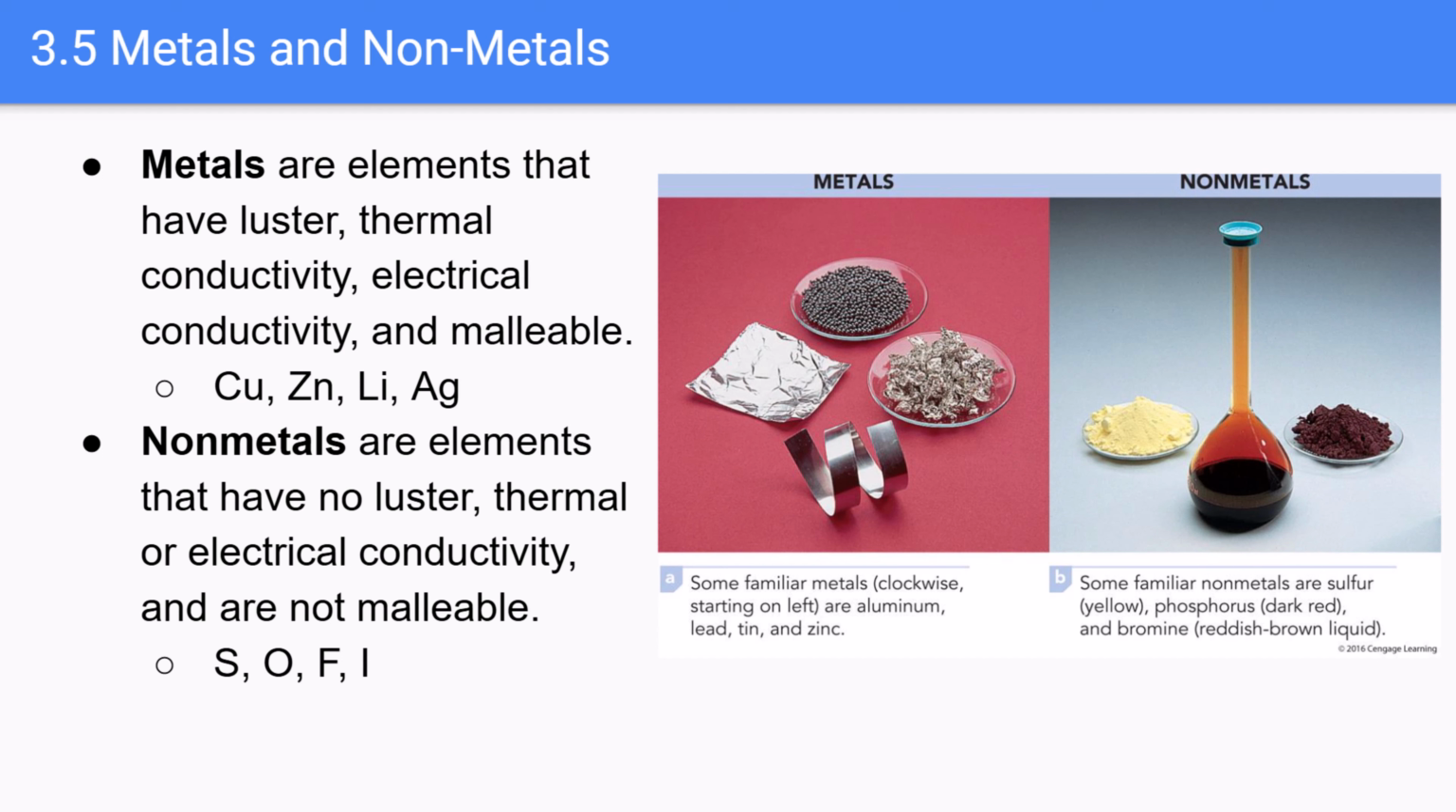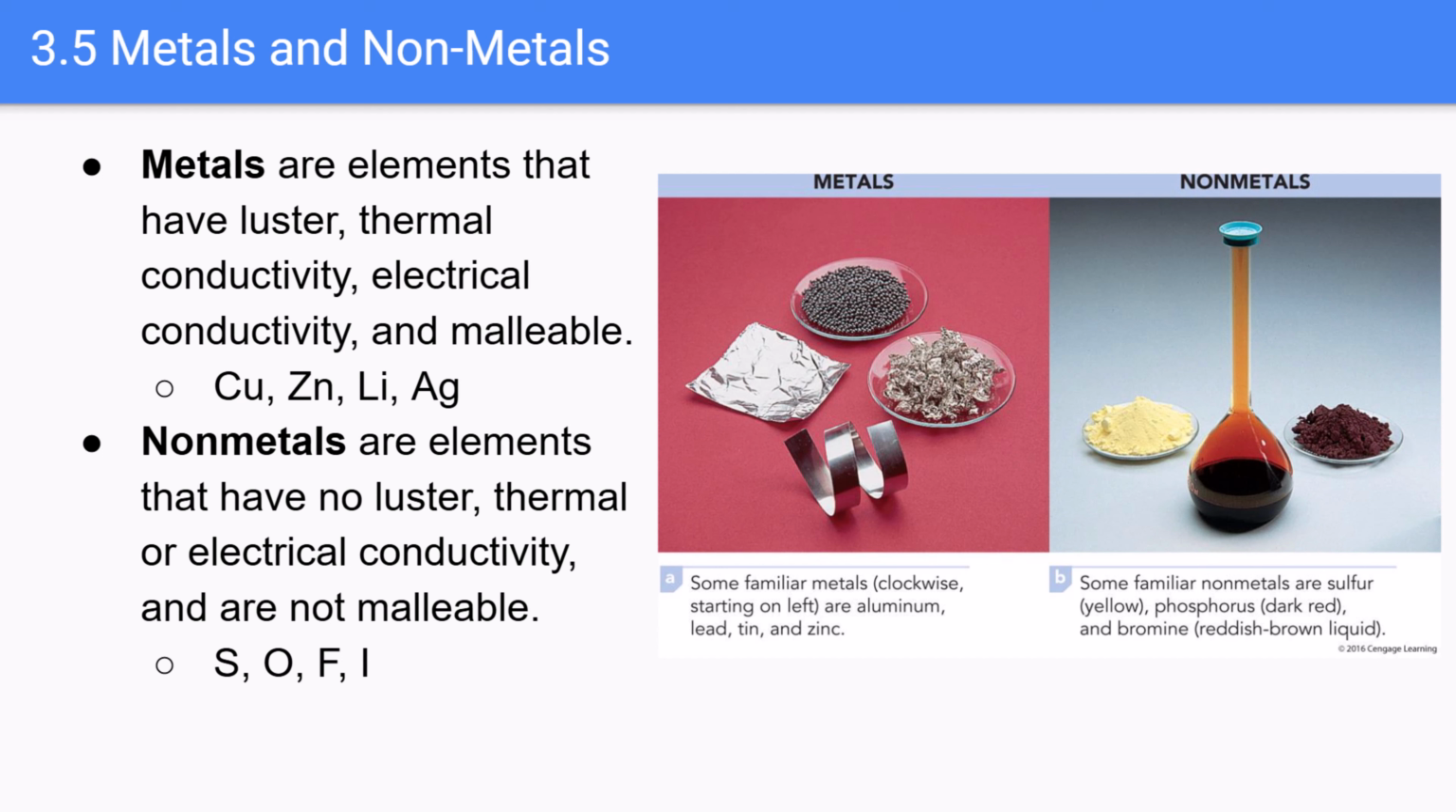Metals are elements that have luster, meaning that they are very shiny when you look at them. They're very good at thermal conductivity, meaning that they retain and conduct heat very, very well, as well as electrical conductivity. There's a reason that wires are made out of metal. In addition to that, metals are also very malleable, meaning that they have the ability to bend, flex, and you can mold them into certain shapes. And things like copper, zinc, lithium, silver, they're all considered metals.